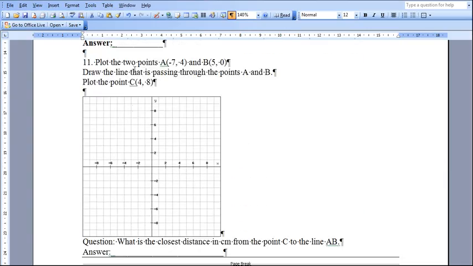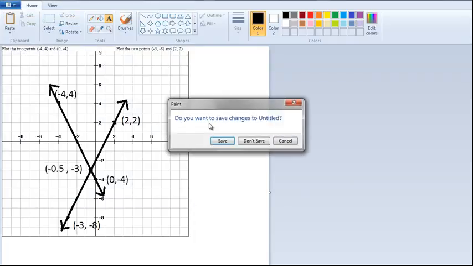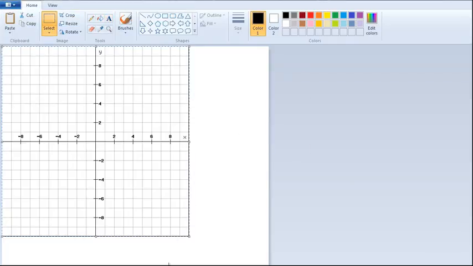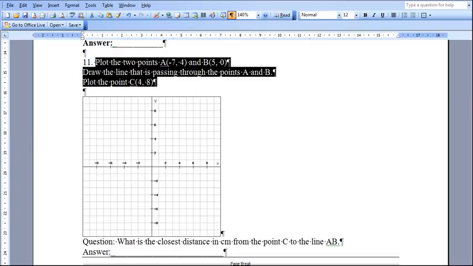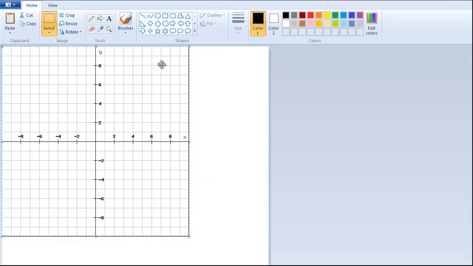Number 11, plot the 2 points A, B, and draw the line that is passing through the points A and B. Then plot the point C. Okay, let's do this first. Let's copy this information real quick. Here, over here. So first we have to plot the 2 points A, -7 and 4.